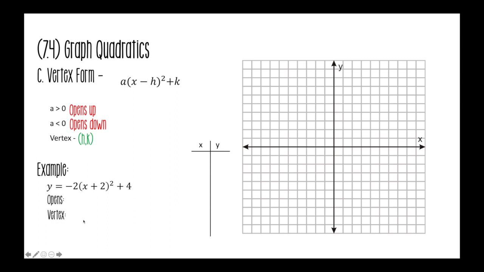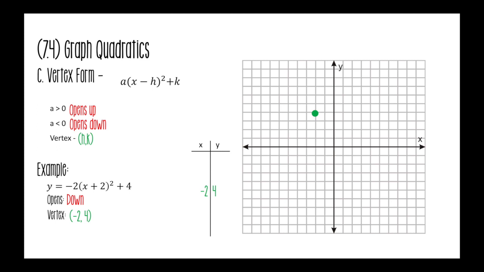So in this example here, this one is going to open down because it's negative out in front of that expression. Then, like I mentioned a minute ago, when we're coming up with the vertex, we have to take the opposite of this value. So I take that +2, it's going to be -2, and I leave that 4 alone. So this is (-2, 4). Then I'm going to go ahead and plot that at (-2, 4).